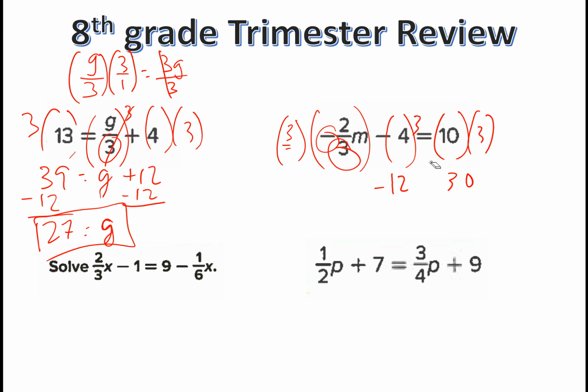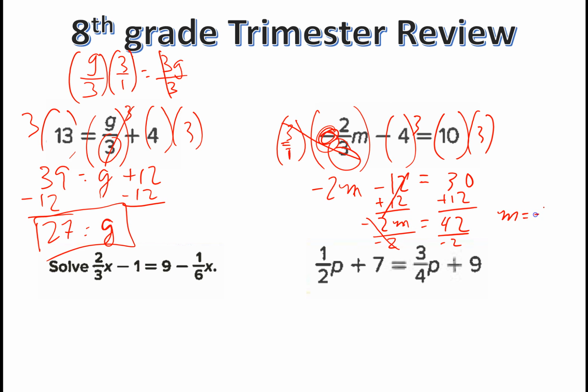Be careful. And what happens here? This is going to cancel out, but keep that negative sign. So I have negative 2m minus 12 equals 30. I'm going to add 12 to both sides. 42, negative 2m. I'm going to divide both sides by negative 2. And so that'll give me m equals negative 21. Sorry if I'm going a little bit fast here.